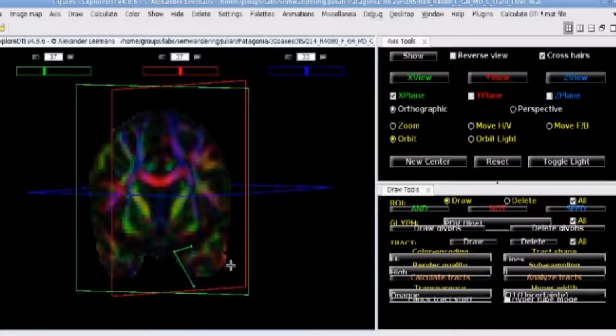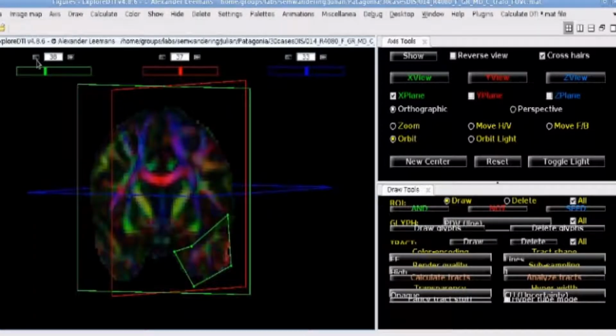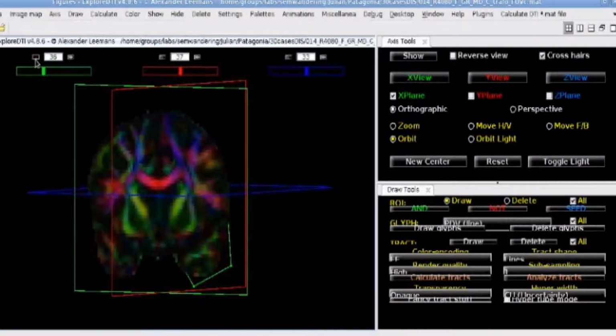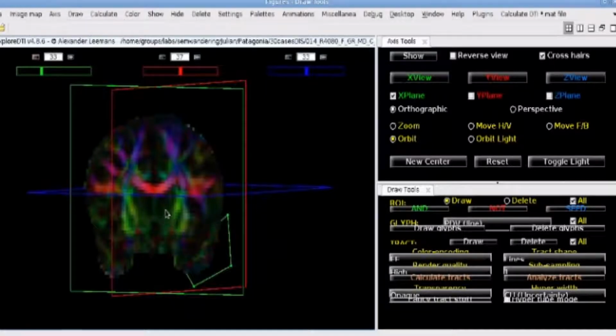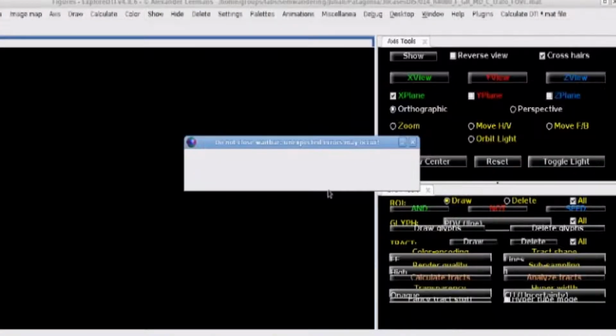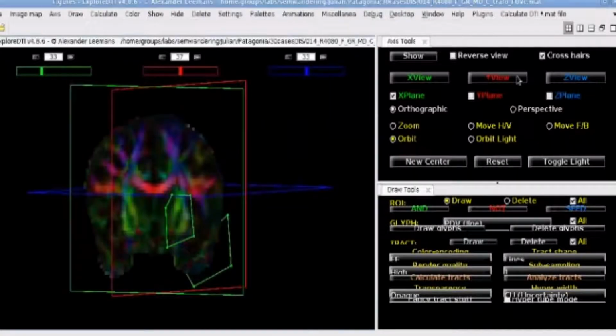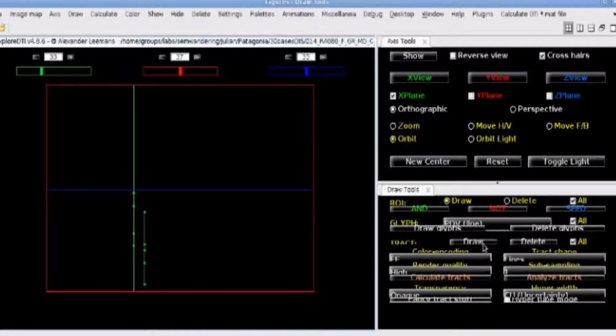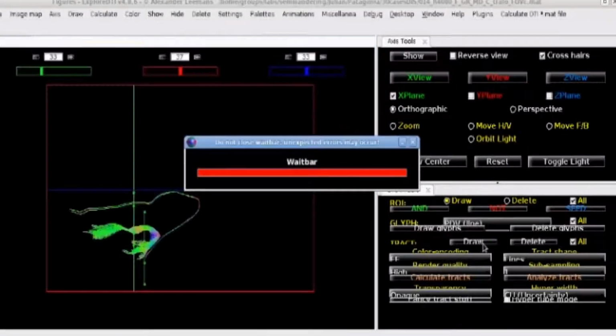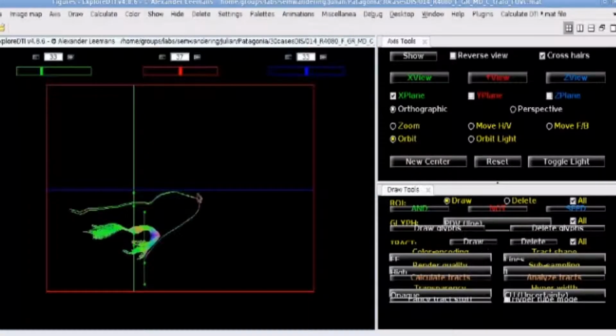Pay attention to what is doing Juan Cruz Arias, my colleague. He's drawing a region of interest, but as we need to capture bundles, we need to use many regions of interest. It isn't a point or a seed. You need to capture using Boolean algebra. This means and, or, and not.